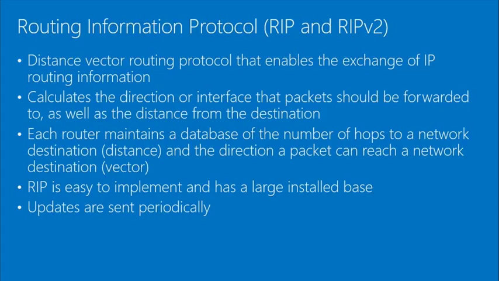RIP enables the exchange of IP routing information. The direction or interface that a packet should be forwarded to is calculated, as well as the distance. Each router maintains its own database of the number of hops to a network destination and the direction, so the distance vector. The nice thing about RIP is it's easy to implement. Typically, most routers, you can implement this by default, and it has a pretty large install base. One of the issues that we talked about is the fact that updates are sent periodically, so it's chatty.